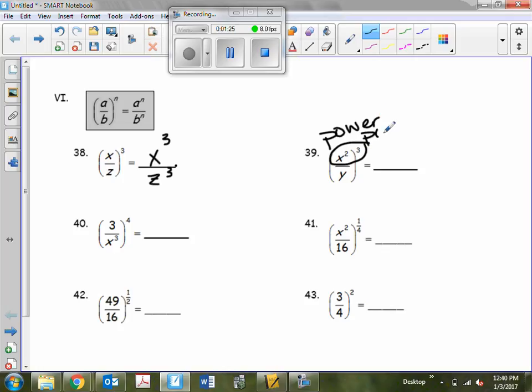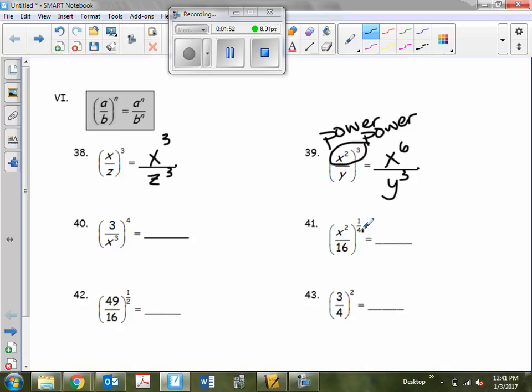where if we have that power rule, we actually are going to multiply the 2 times the 3. So it's not just going to be x squared, and it's not just going to be x to the 3rd, it's actually going to be x to the 6th, because you do 2 times 3. Now the y does not have any exponent to it, so that 3 is just going to go to that y. So we end up getting our answer of x to the 6th divided by y to the 3rd.